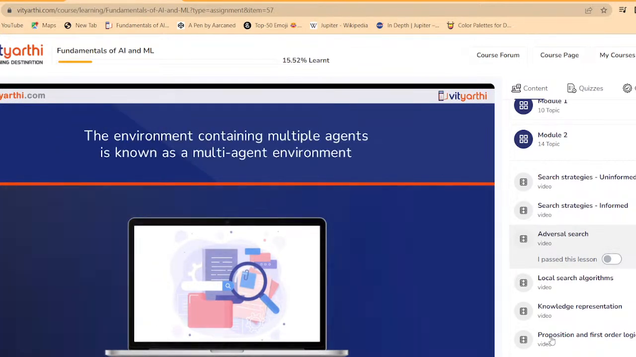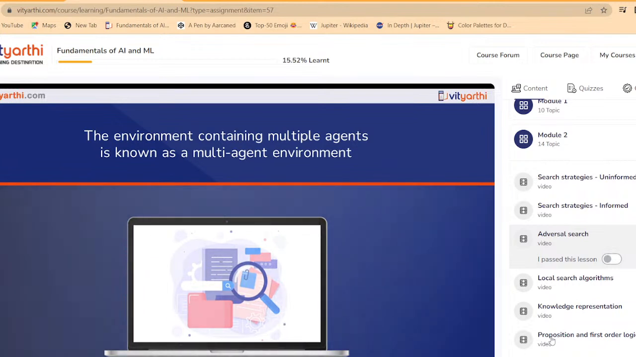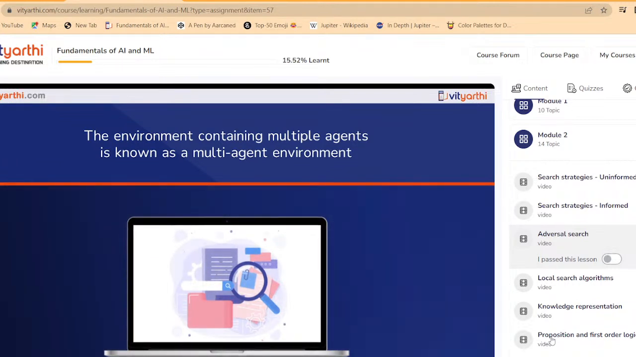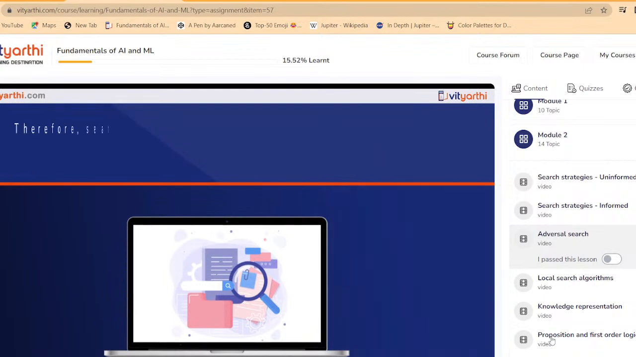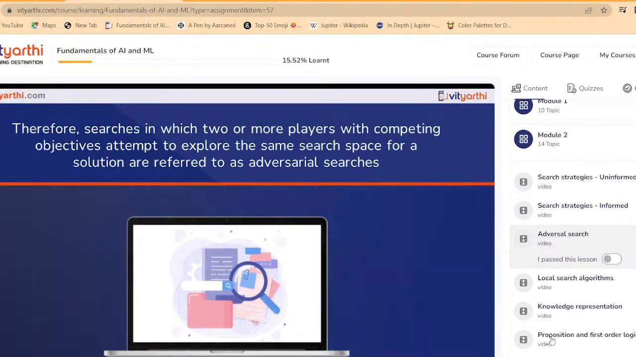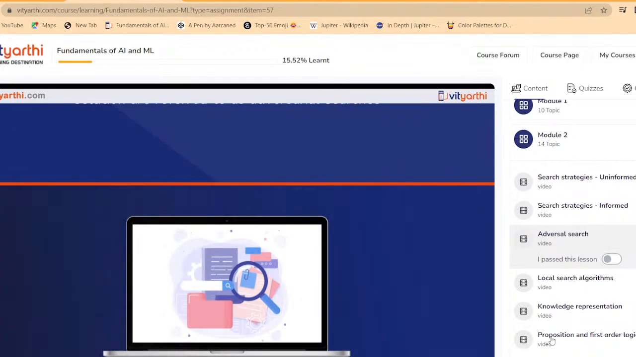The environment containing multiple agents is known as a multi-agent environment, in which each agent is an opponent of the others and competes with them. Each agent must consider the effect of another agent's action on their own performance. Therefore, searches in which two or more players with competing objectives attempt to explore the same search space for a solution are referred to as adversarial searches.